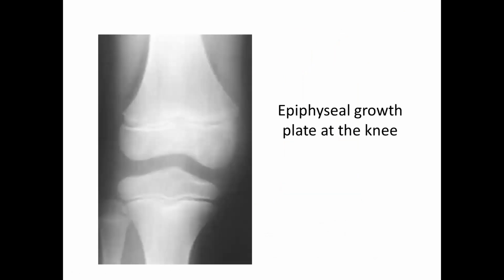Now here you see an X-ray of the epiphyseal growth plate in the knee. So this is the knee joint, and this is the tibia, and this is the femur. So this is the epiphyseal plate. Cartilages appear clear in X-rays. They have less opacity. The bones appear white. So these lines here are epiphyseal growth plates. So you know that this is a knee joint of a child.